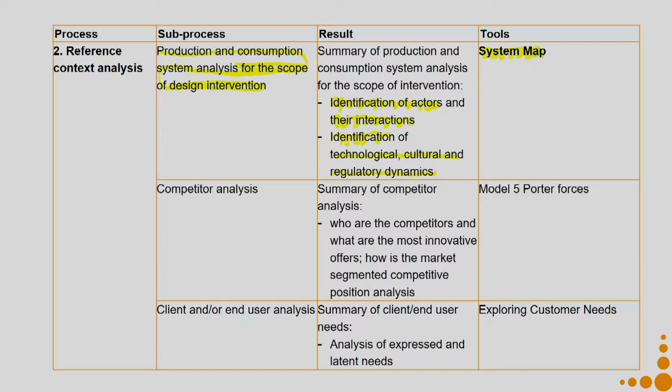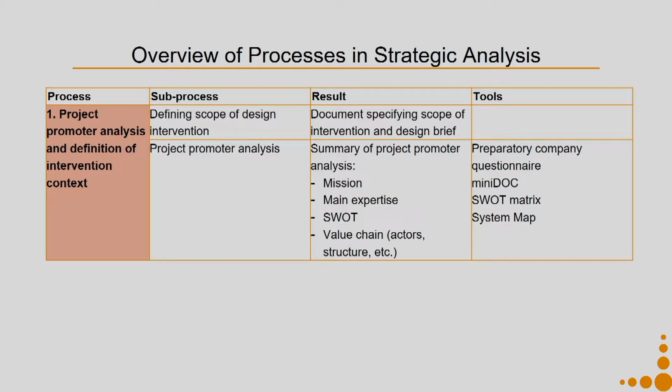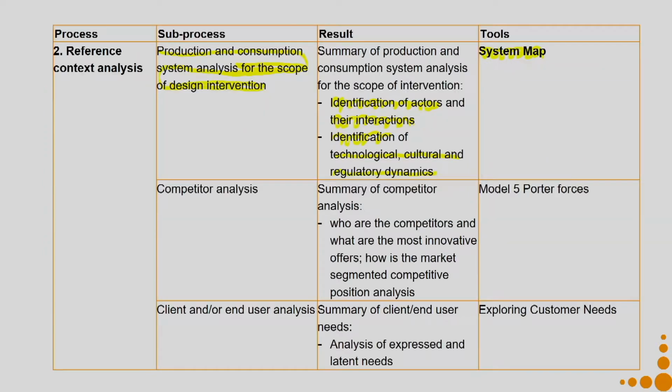The earlier systems map, which we did in process 1, project promoter analysis, was the systems map for the current system. This particular systems map that I do over here is for the intervention context. So for the scope of design intervention, I create a new systems map. The next step is doing a competitor analysis.